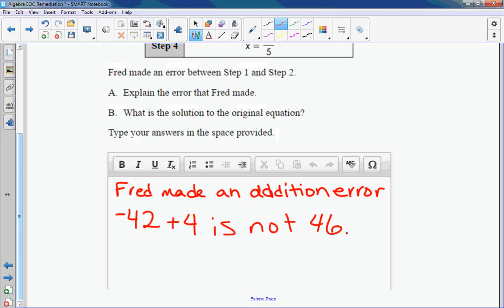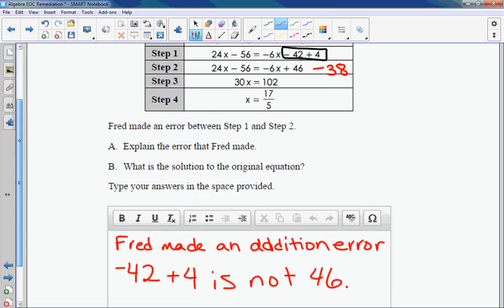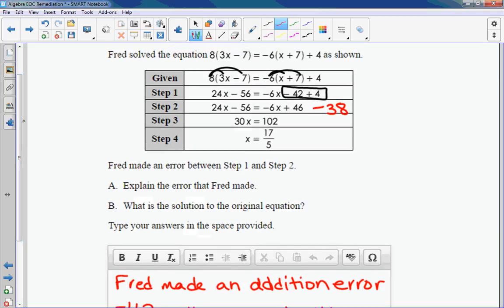And then it says, part B, what is the solution to the original equation? Well, now we explained the error. Now we have to go back up and resolve that equation. So we're going to start here at step 1, and we're going to have 24x minus 56 equals negative 6x minus 42 plus 4. Now when we add this, we're going to get negative 38, which is going to be correct.